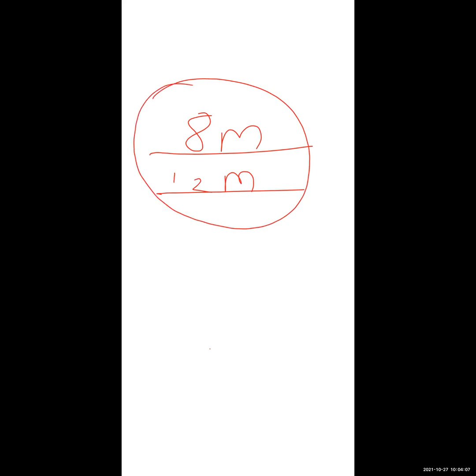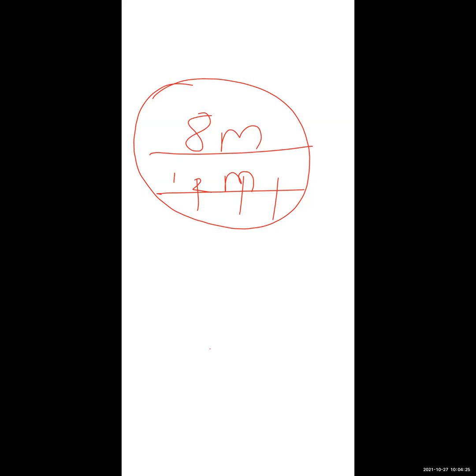Now here is the question. There are 2 ropes. One is 8 meters long and the other is 12 meters long. They are to be cut into pieces of the same length. What will be the maximum possible length of each piece? What will be the length to cut the piece? कितने length का हमको एक rope को cut करना है, that we have to find.